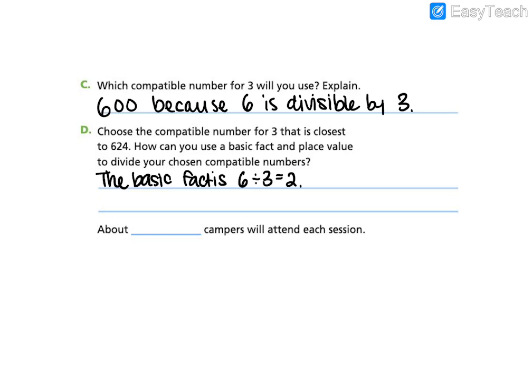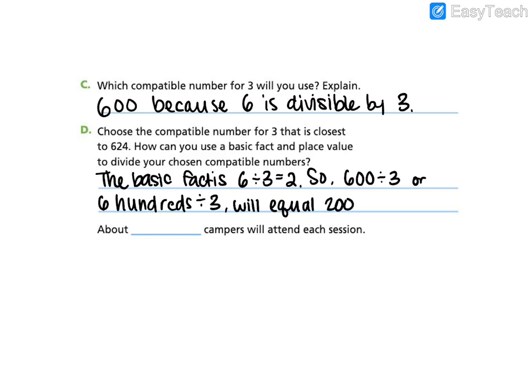Right? When we have a number like 600, 600 divided by 3 will equal 200, or 2 hundreds. Okay, that's how we're going to use place value or our basic fact to solve this. So about how many campers will attend each session? About 200 campers.